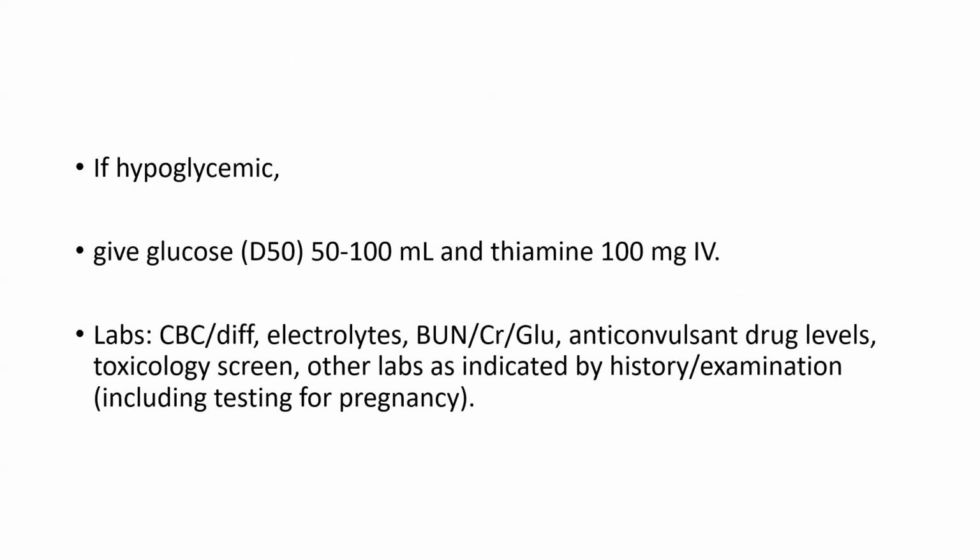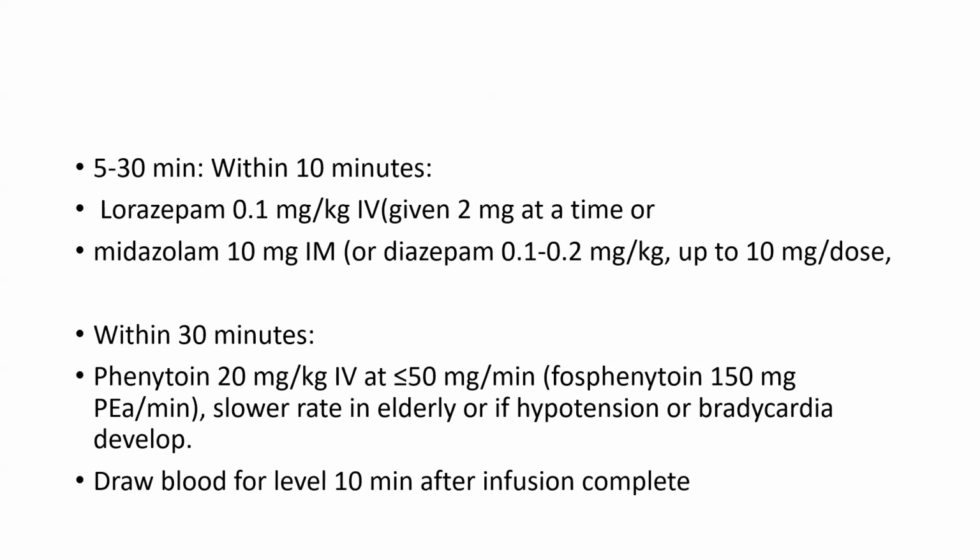If hypoglycemic, give glucose, that is 50 to 100 ml, and give thiamine, that is 100 mg IV. Then send lab investigations like CBC, electrolytes, BUN, creatinine, glucose, anticonvulsant drug level, toxicology screen, and other labs as indicated by history and examination. Then in the next 5 to 30 minutes, within the 10 minutes, administer lorazepam, that is 0.1 mg per kg IV, given 2 mg at a time. Or we can also give midazolam, that is 10 mg IM. Or we can also use diazepam, that is 0.1 to 0.2 mg per kg. The maximum dose that we can use is 10 mg per dose.